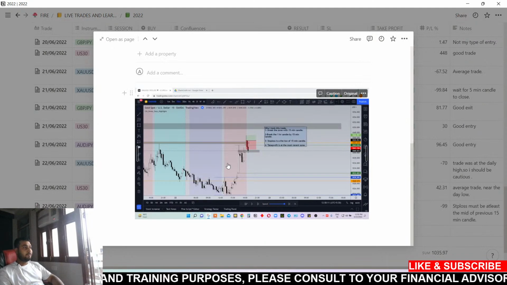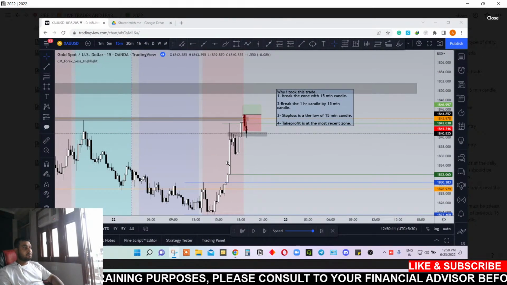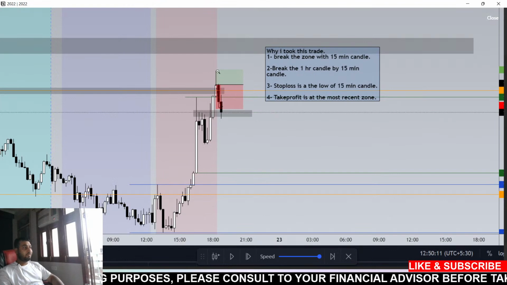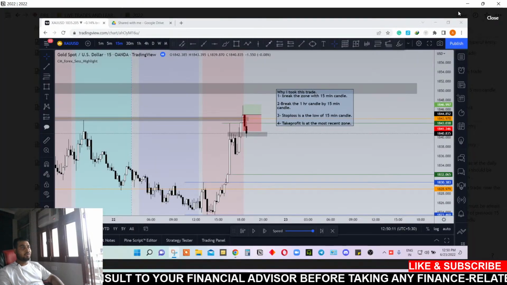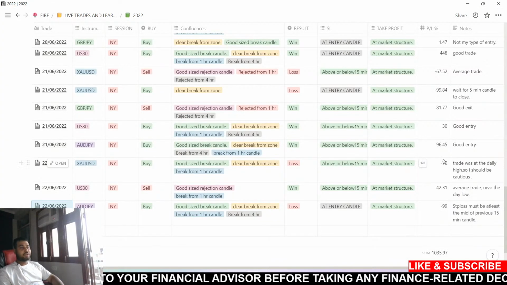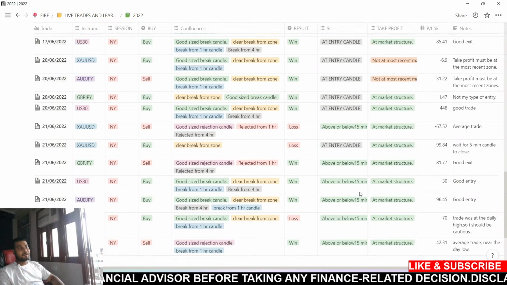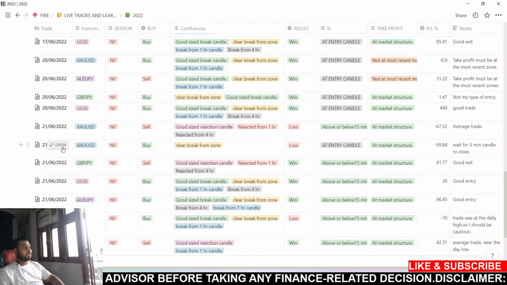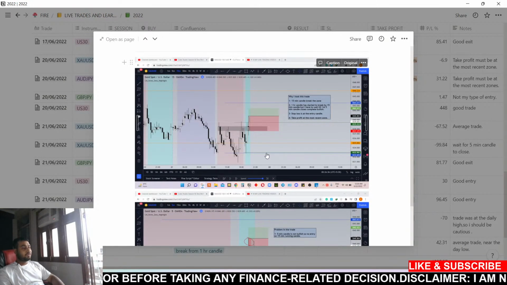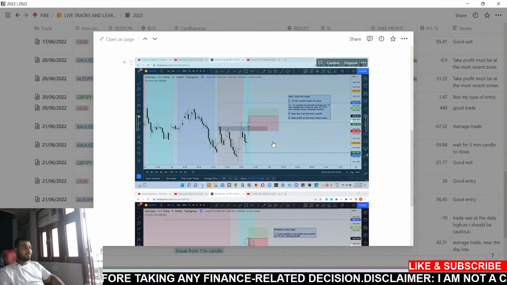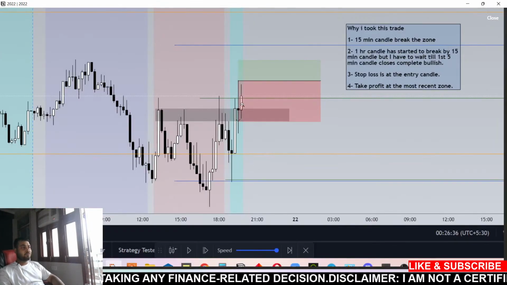And here in the gold trade, it just missed my take profit by some pips. See, it just missed my take profit slightly by one or two pips. Gold. These two trades were, I would say, just luck. If we look forward at this gold trade, these two are false breakout trades.